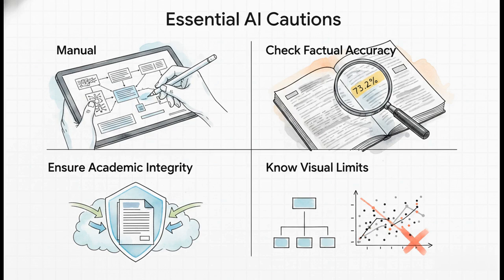Second, you are responsible for every single fact. You absolutely must verify every data point and claim the AI generates. Third, and this is a big one, make sure the AI is only summarizing your original work, not pulling in information from the web. And finally, know the visual limits. Napkin AI is fantastic for diagrams and flowcharts, but it's not for complex statistical charts. For those, you're still going to need your specialized data software.